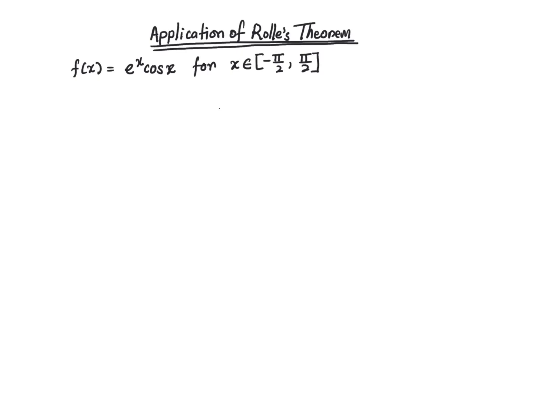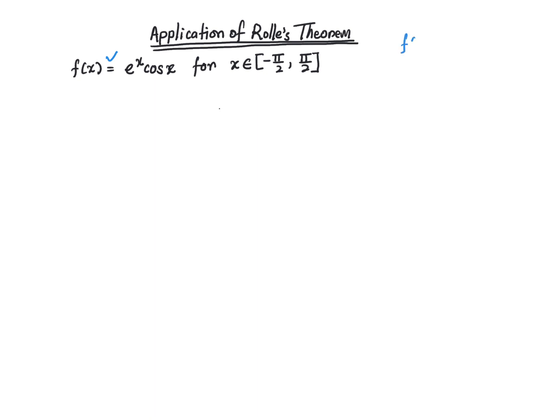In this video, I am going to give an example of application of Rolle's theorem using the function f of x is equal to e to the power x times cosine of x in the closed interval negative pi over 2 to pi over 2. Remember that Rolle's theorem states the following.